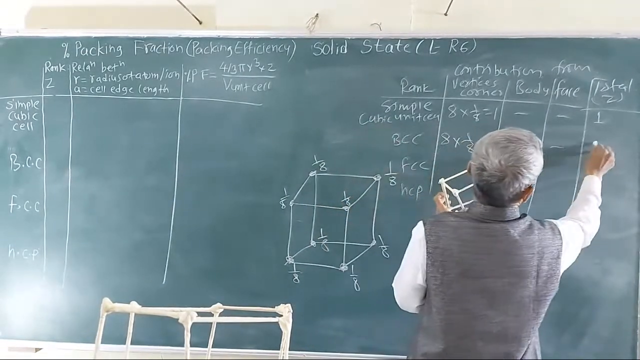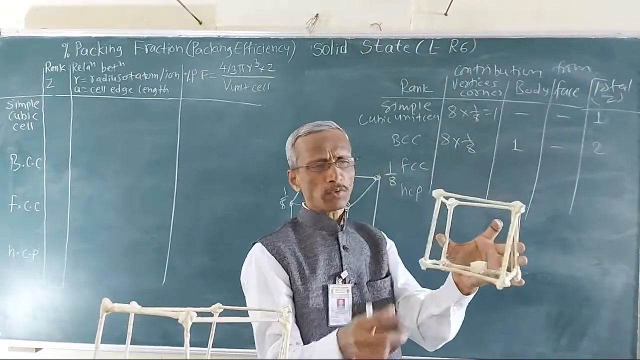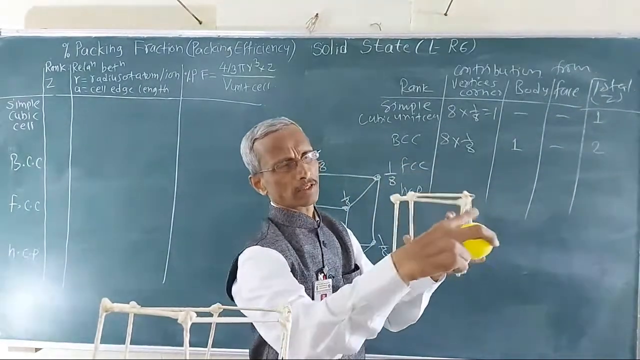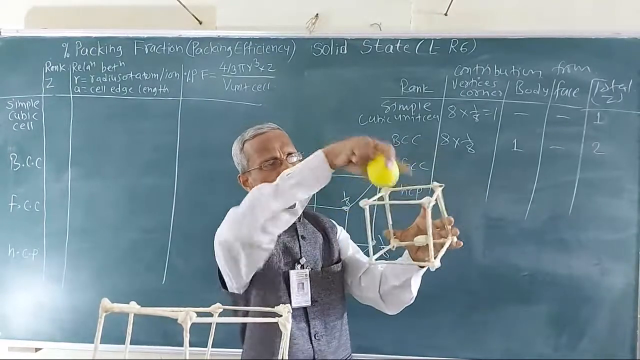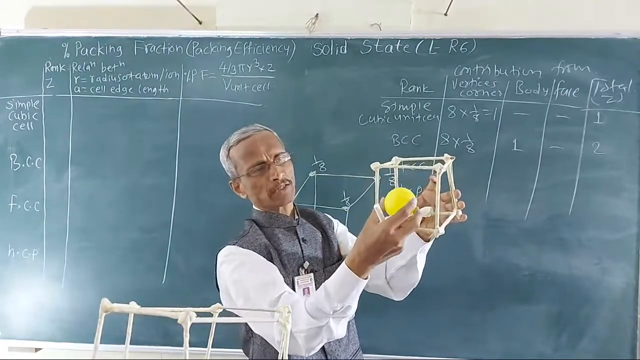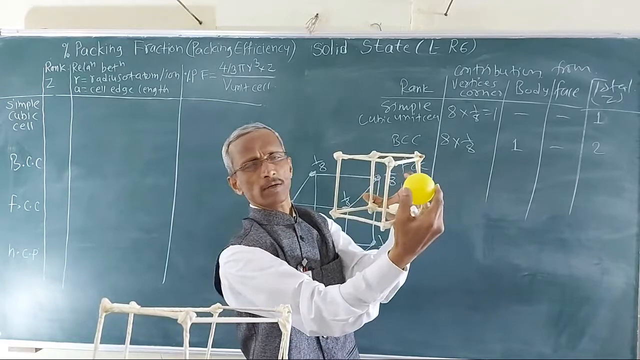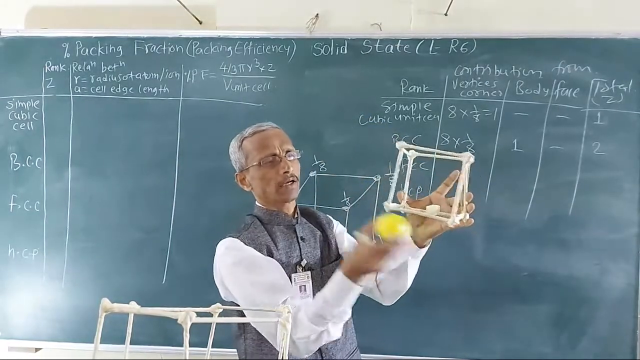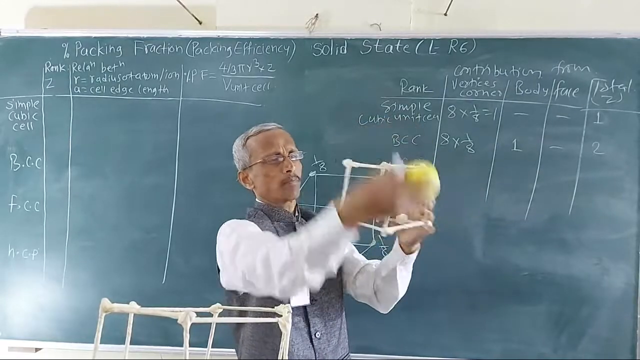There is no 2. Now, if you consider FCC, face centered cube, then this is the face. There are total 4 and 5 and 6 faces, and at the center of every face there is 1 atom or ion here. Like this: 1, 2, 3, 4, 5, 6.